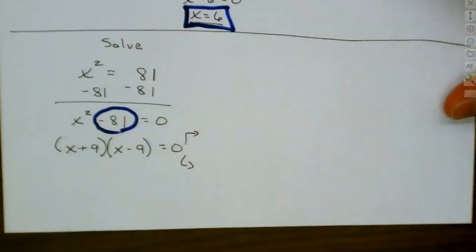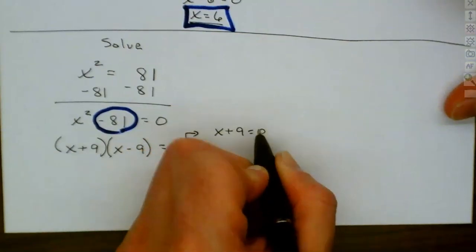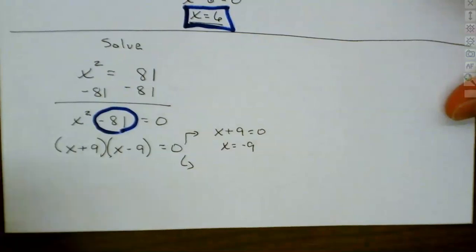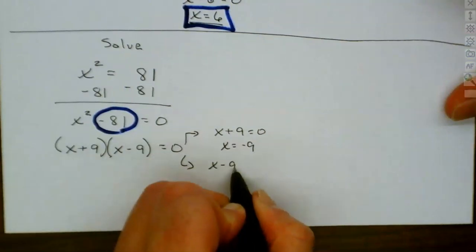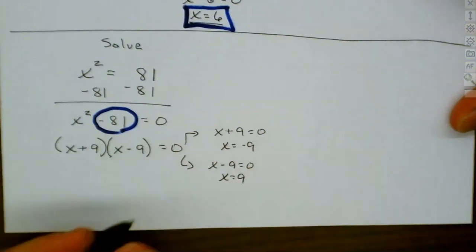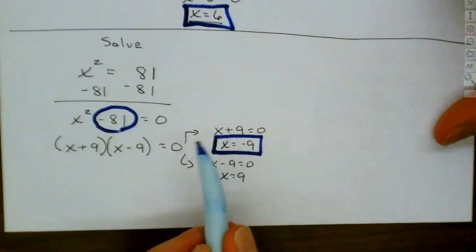So what are my two final answers? Well, we have x plus 9 equals 0. So moving that 9 over, we have a negative 9. And x minus 9 equals 0. Moving that 9 over, we get x equals a positive 9.